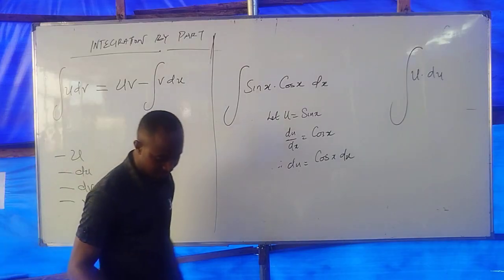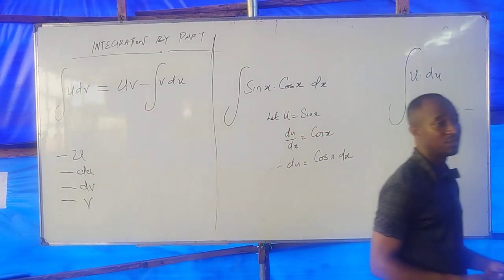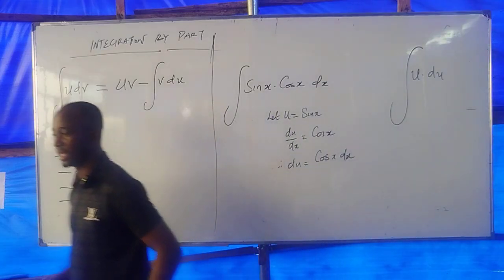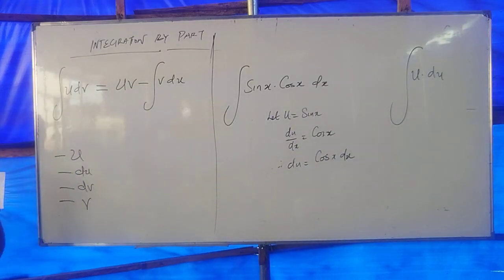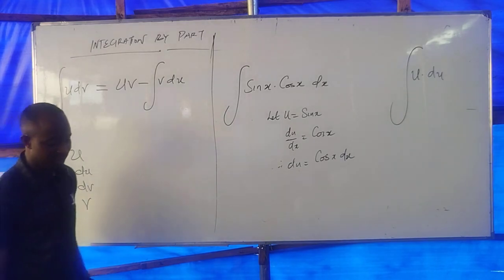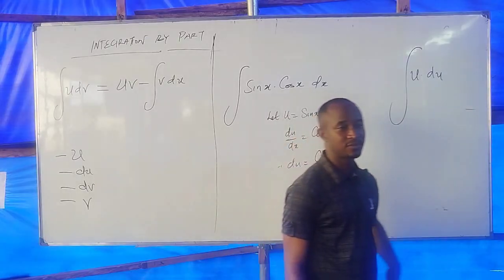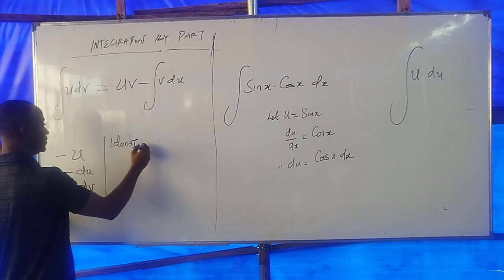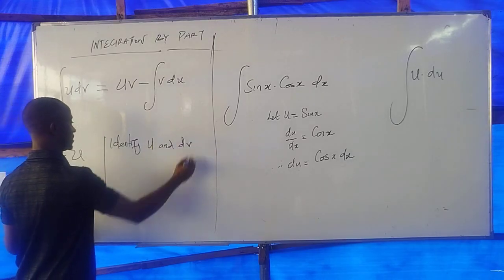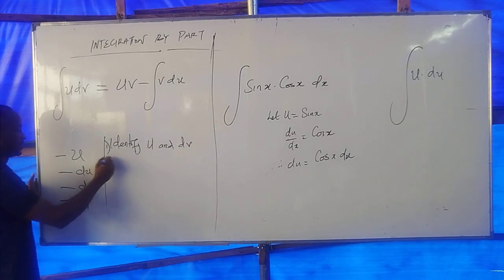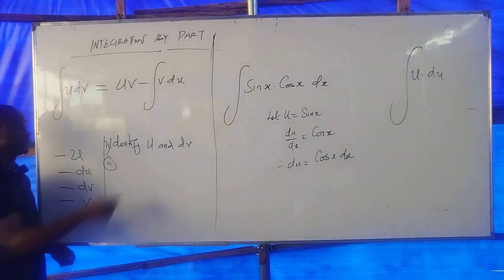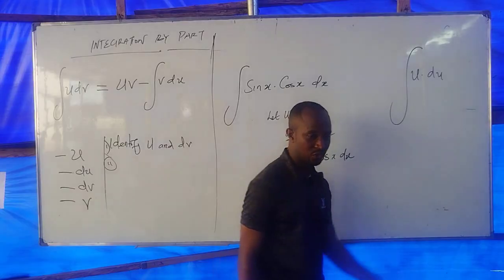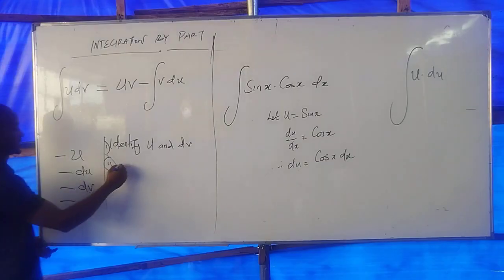Steps, right. Put it down first. Steps used in integration by parts. Number one, identify u and dv. Number two, differentiate u to get du. Differentiate u to get du.